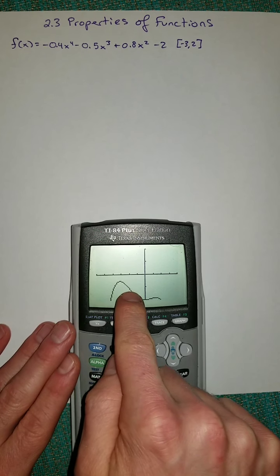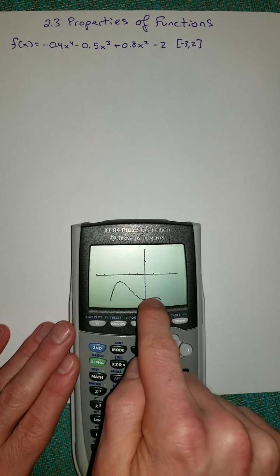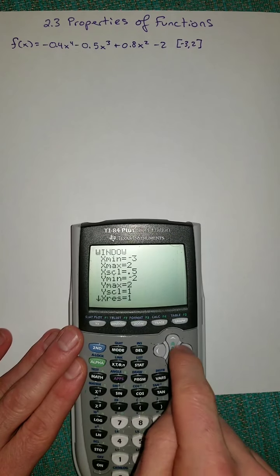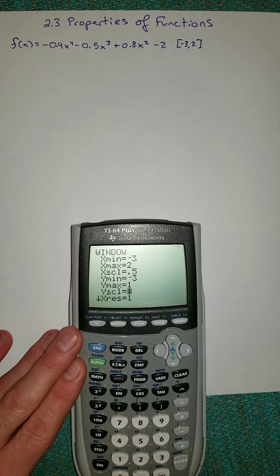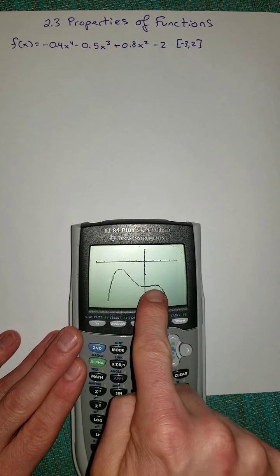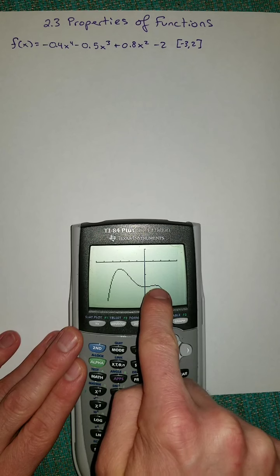But you can kind of see that it does go down and then it comes back up a little bit, which wasn't very clear from the last view. Let me go back to my window and let's drop the minimum down one more, and maybe I'll drop the max down too. That might be a little bit nicer. I like that view.